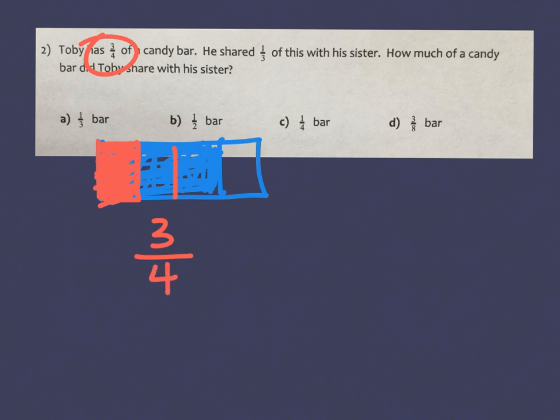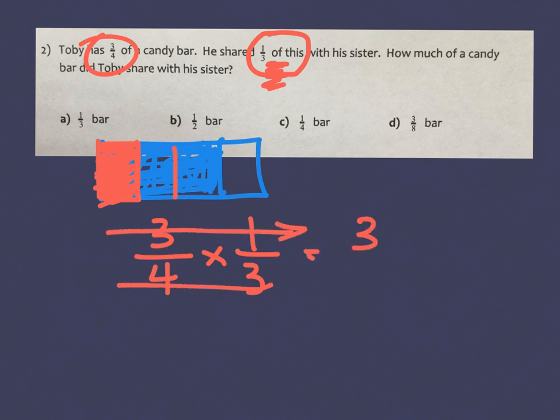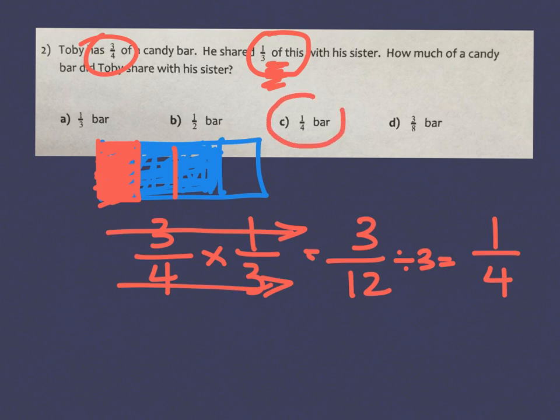He's sharing 1/3 of this. Remember that word of again, 1/3 of this times 1/3. When we multiply fractions, we multiply straight across numerators, straight across denominators, and in this case, we can simplify to get a fraction of 1/4, which is answer choice C.